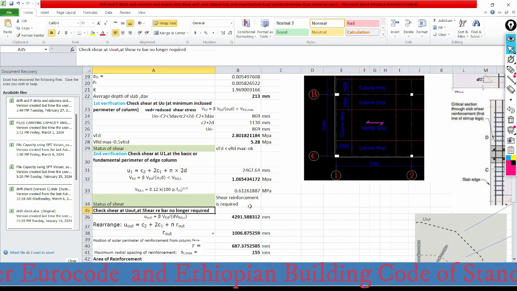So we have already checked the shear stress at the face of the column, that is at U0, and at 2D distance from the face of the column, that means around the basic or the fundamental parameter of the punching zone. So check shear at U out, where shear rebar is no longer required. That means the third verification that we need to calculate is U out. U out is the place where the induced shear stress equals the shear resistance of the concrete at a distance of 1.5 times D.